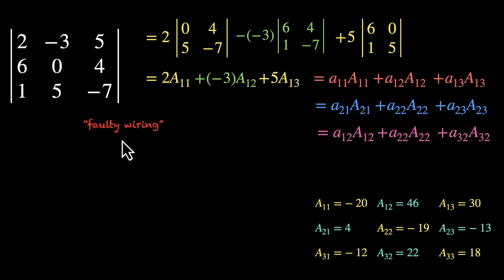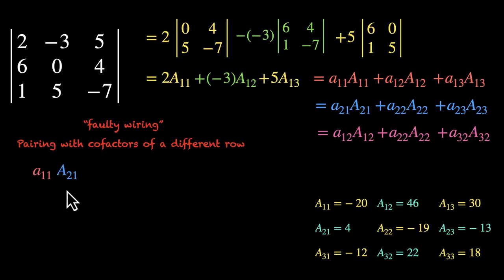But there's also something that I like to call faulty wiring. If we don't multiply with their corresponding cofactors, if we take the cofactors from a different row, we get something else. If we pair with cofactors of a different row, let's see what we get. If we pair a11, a12, and a13, the elements of the first row with the cofactors of the second row, let's see what we get. Pause the video. If you want to try this out, you'll be surprised with the answer. Okay, let's do this together.